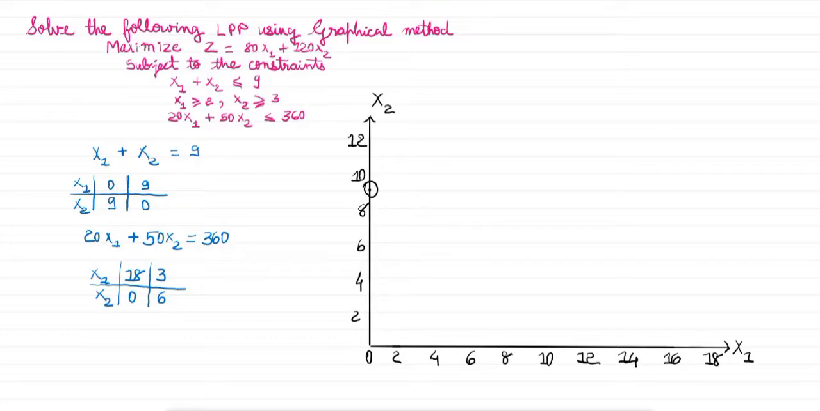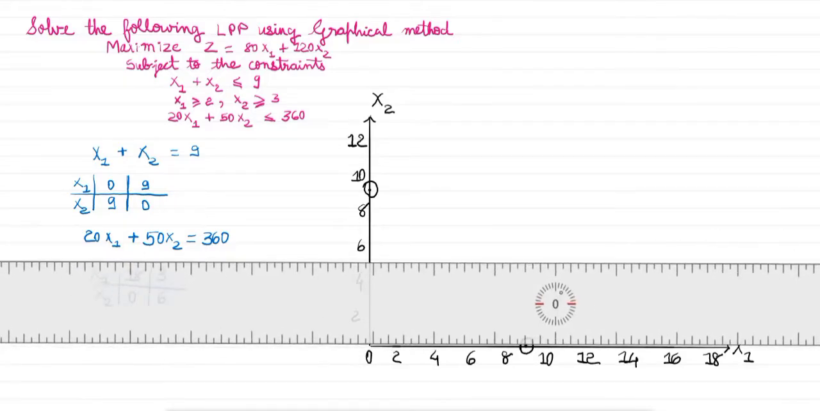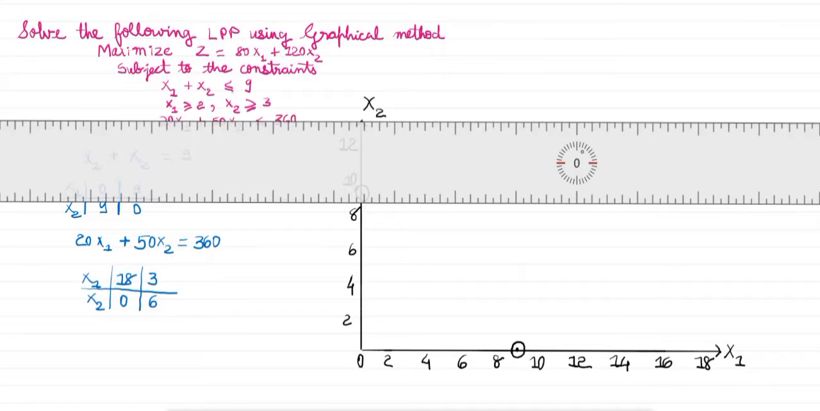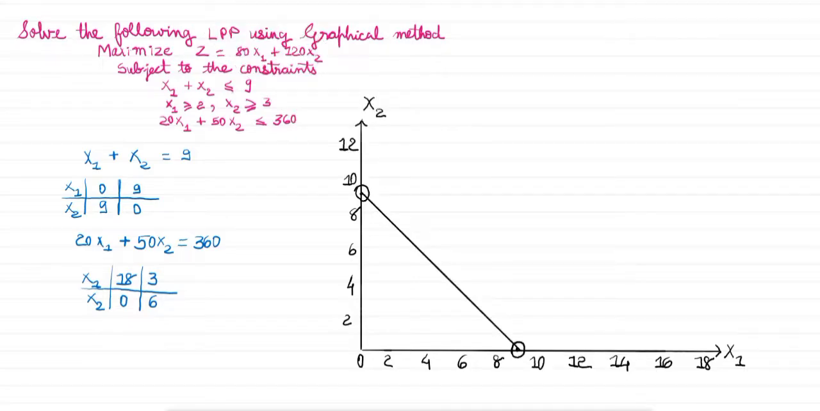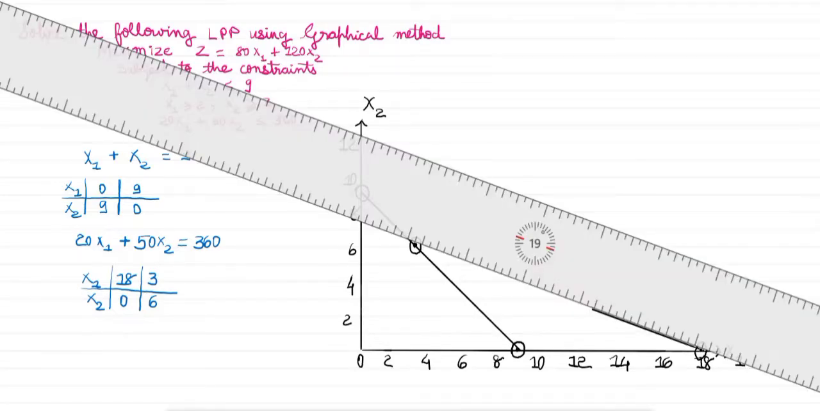Our first points are 0, 9 and 9, 0. Then we'll join this using a straight line. So we have plotted our first constraint. Now we'll plot our second constraint. And for that the points are 18, 0 and 3, 6. 3, 6 comes on this line. Now we'll join these points using a straight line.